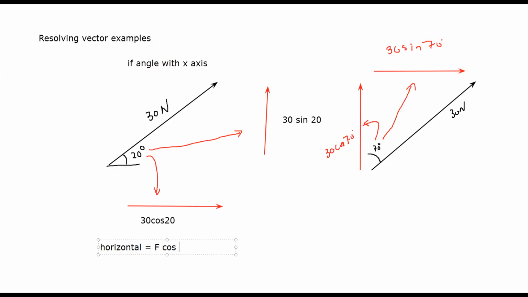and the vertical is F sine theta. But the opposite will happen if the angle is given with the y-axis: then this will be horizontal, and the other one will be vertical.